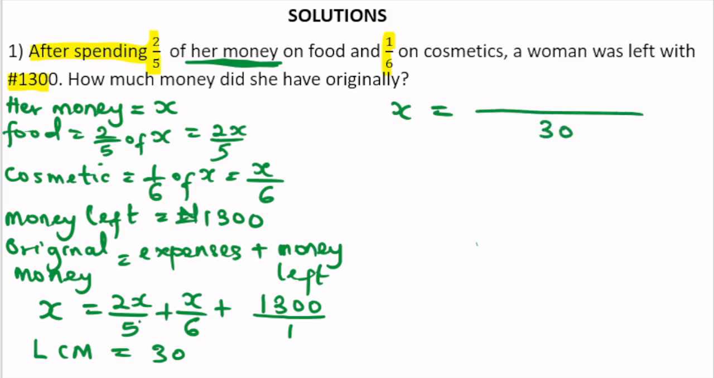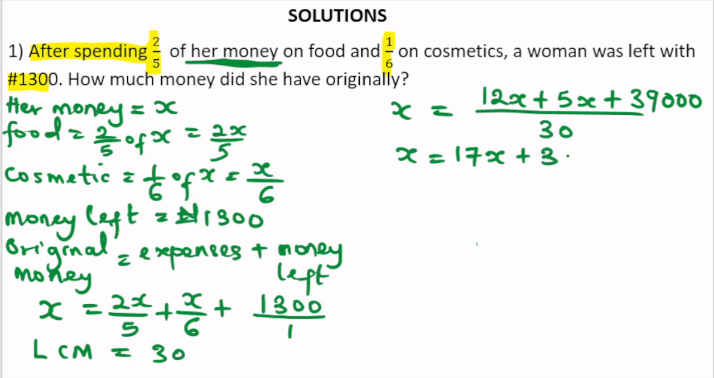So 30 divided by 5, we have 6. 6 times 2 gives us 12x, plus 30 divided by 6 is 5. 5 times x, we have 5x, plus 30 divided by 1 is 30. 30 times 1,300, we have 39,000. So we collect like terms, we are going to add the algebra together. So we have x equal to 12x plus 5x gives us 17x plus 39,000 all over 30.